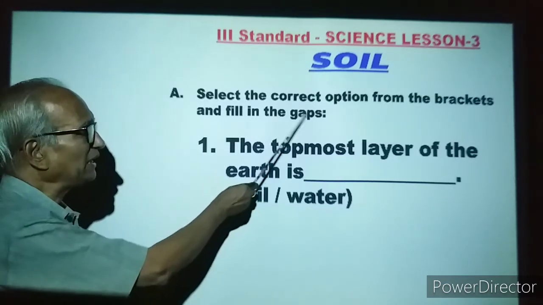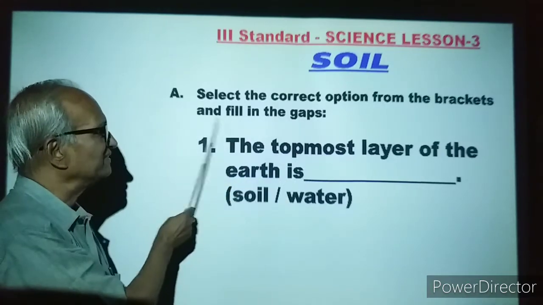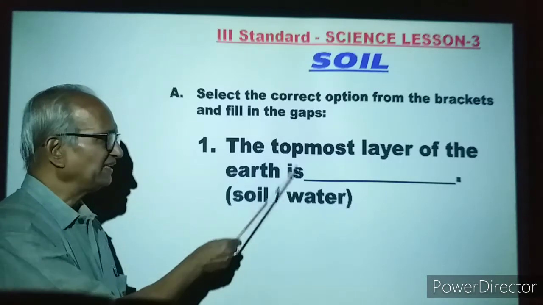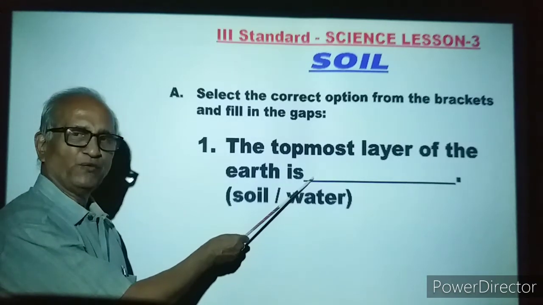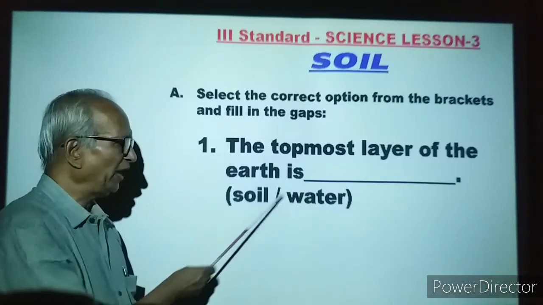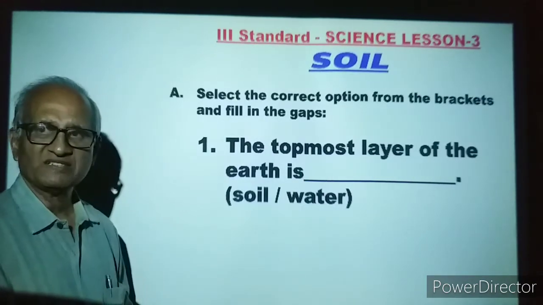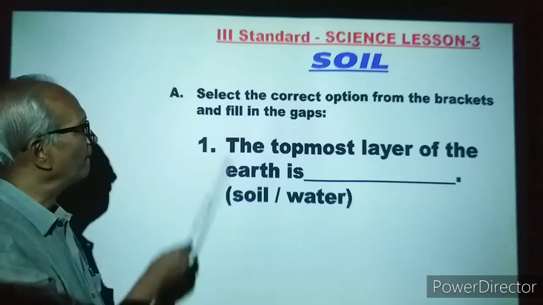Select the correct option from the brackets and fill in the gaps. Each sentence has a gap, you have to fill it in, and to help you out, we have given 2 options for each of the questions.